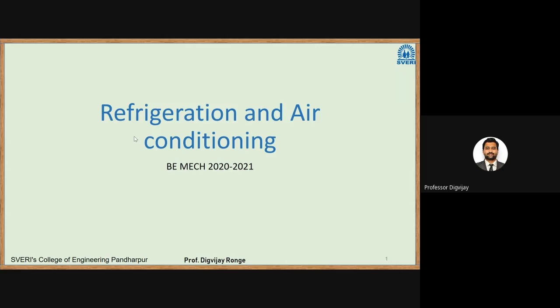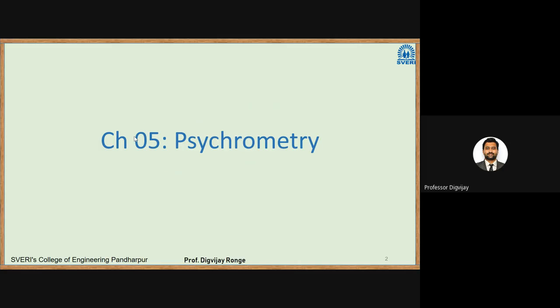Okay, so we are entering the second section, and the first chapter of the second section, or the fifth chapter of our syllabus, is psychrometrics. Psychrometrics is the science or the subject which studies the properties of moist air. From your school or high school, you have studied the properties of air.